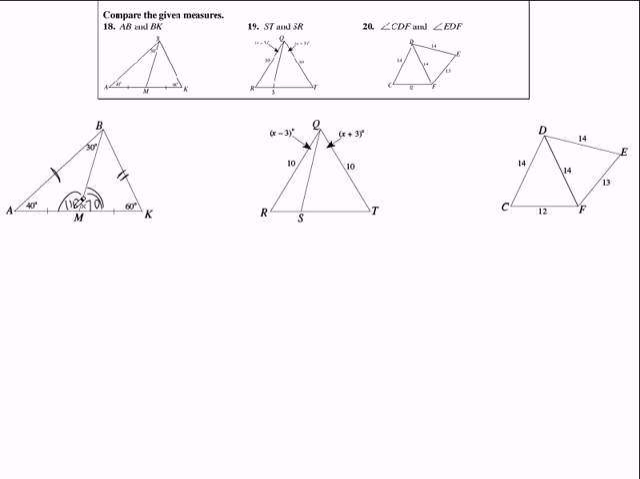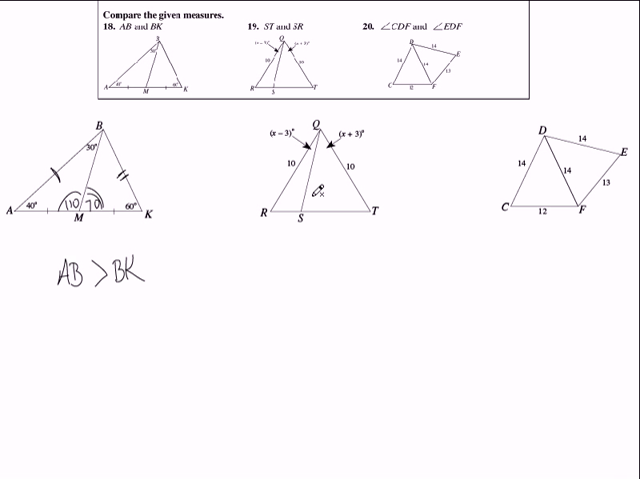And so the side opposite the bigger angle is larger than the side opposite the smaller angle. So AB is larger than BK. So that's how we write it. All right, AB is greater than BK. That's all there is to that.